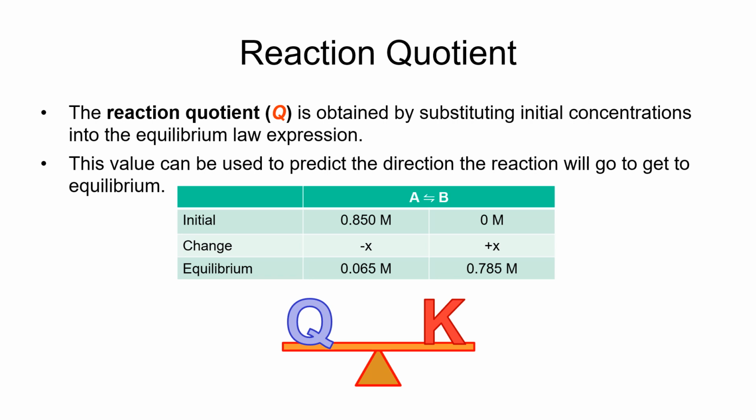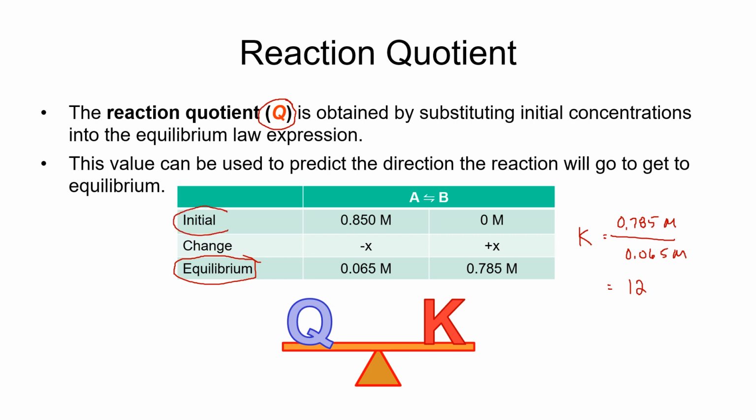And another tool that we can use to determine direction is this reaction quotient, given the symbol Q. Now Q is worked out the exact same way that you would work out the equilibrium constant. So with a constant, you take the equilibrium concentrations. In this case, the right side is 0.785 moles per liter, and the left side is 0.065 moles per liter. And if you divide those, you get a nice 12, right? It's from the previous question.